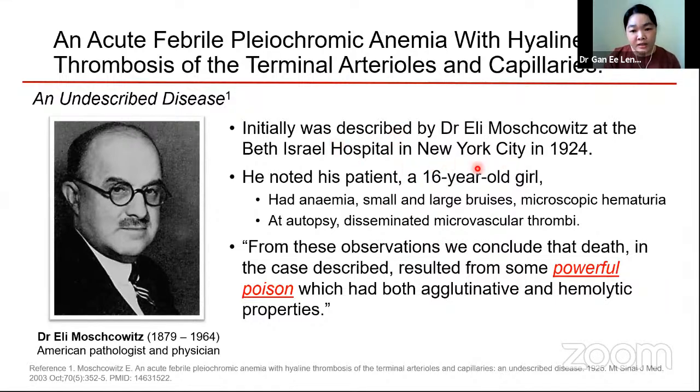It happened in a hospital in New York City. Dr. Moschcowitz noted that his patient, a very young 16-year-old girl, came in with anemia. They found that she had small and large bruises as well as microscopic hematuria, so they thought she was actually bleeding. She succumbed to her illness very quickly, and at autopsy, they found, although she was bleeding, disseminated microvascular thrombi. Okay. At the end of the article, Dr. Moschcowitz wrote, from this observation, we concluded that the death in this very young patient resulted from some powerful poison, which had both agglutinative and hemolytic properties.